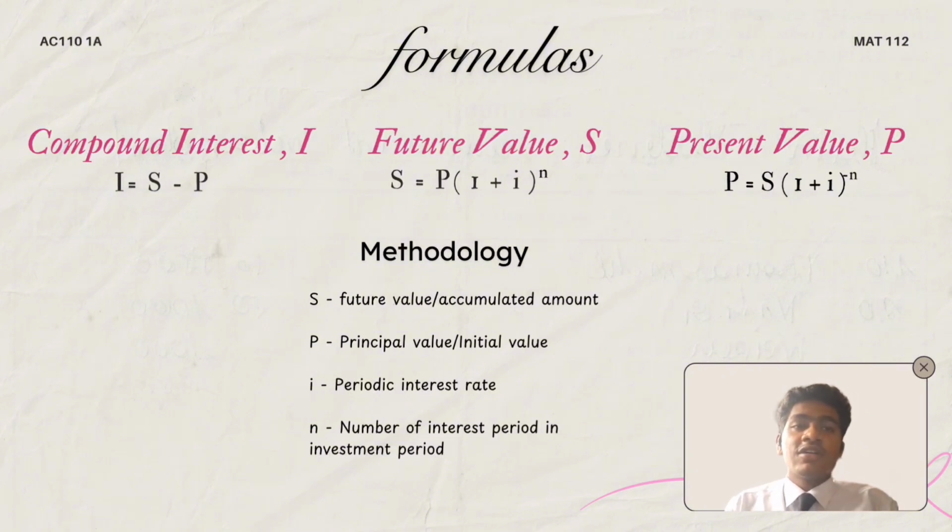For this chapter, we are going to use three formulas, which are I equals S minus P, S equals P(1 plus i) to the power of n, and P equals S(1 plus i) to the power of negative n, where S equals future value, P equals principal value, i equals periodic interest rate, and n equals the number of interest periods in the investment period.